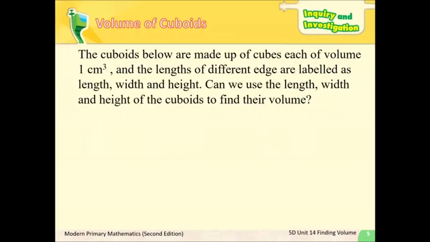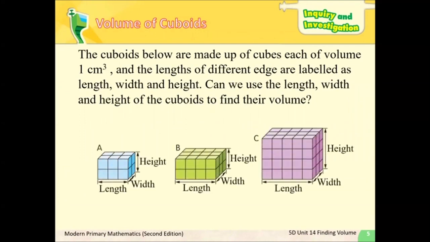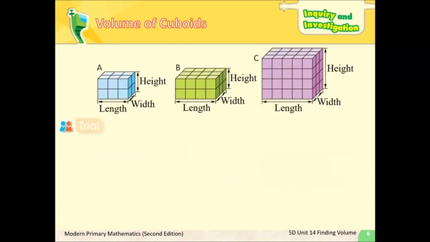So let's have a look at different cuboids here. The cuboids below are made up of cubes each of volume 1 cubic centimeter, and the lengths of different edges are labeled as length, width, and height. Let's see what different information we can see from different kinds of cuboids.